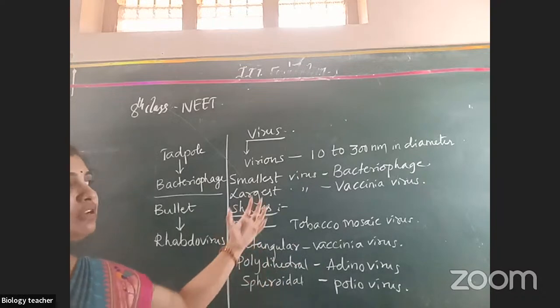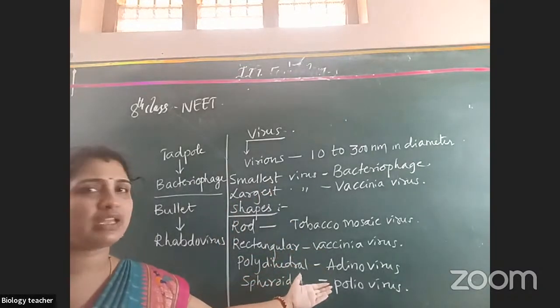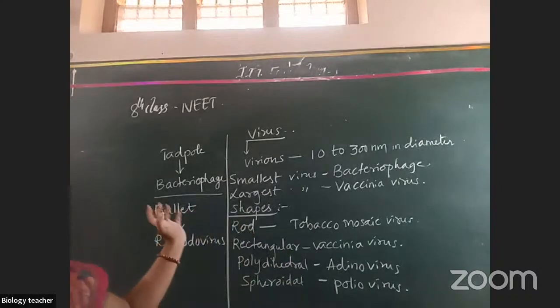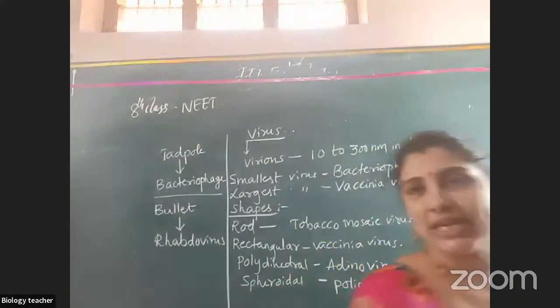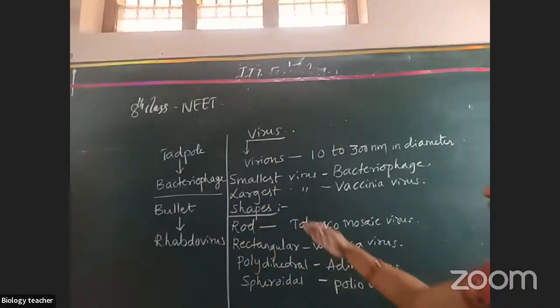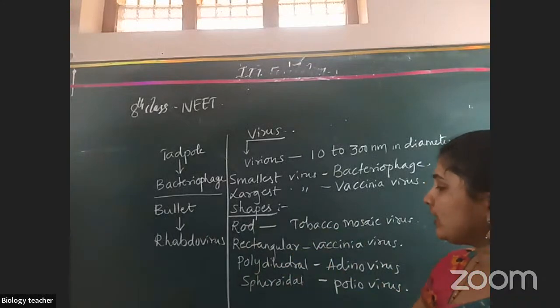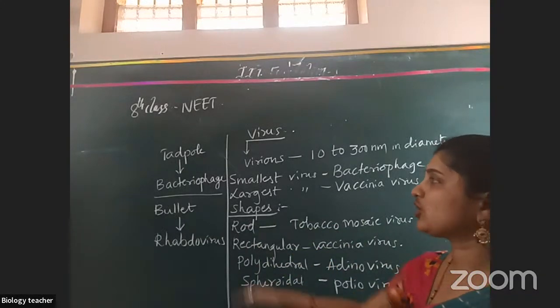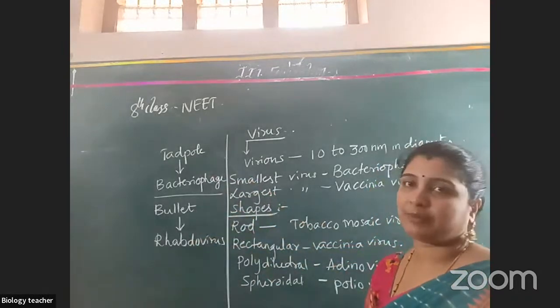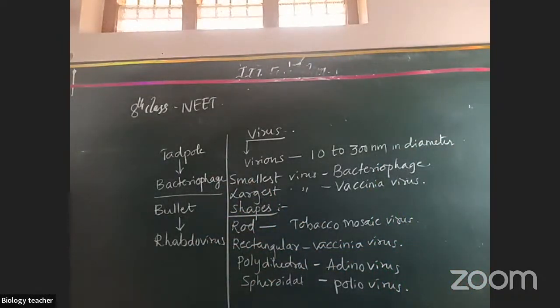So that is why they have different names like vaccinia virus, adenovirus, poliovirus. They have different shapes. How many shapes? Rod shape, rectangular shape, polyhedral shape, spheroidal shape, tadpole shape, bullet shape. So please write down.